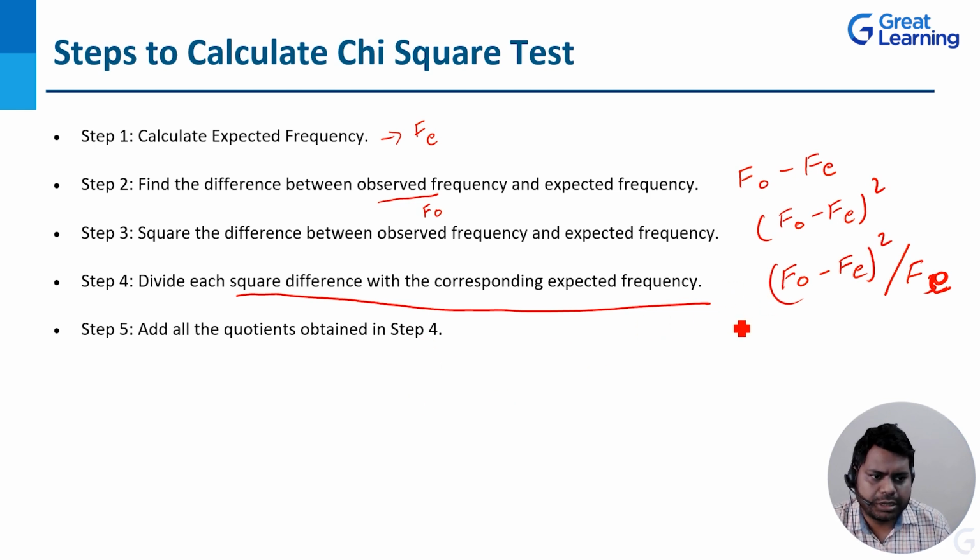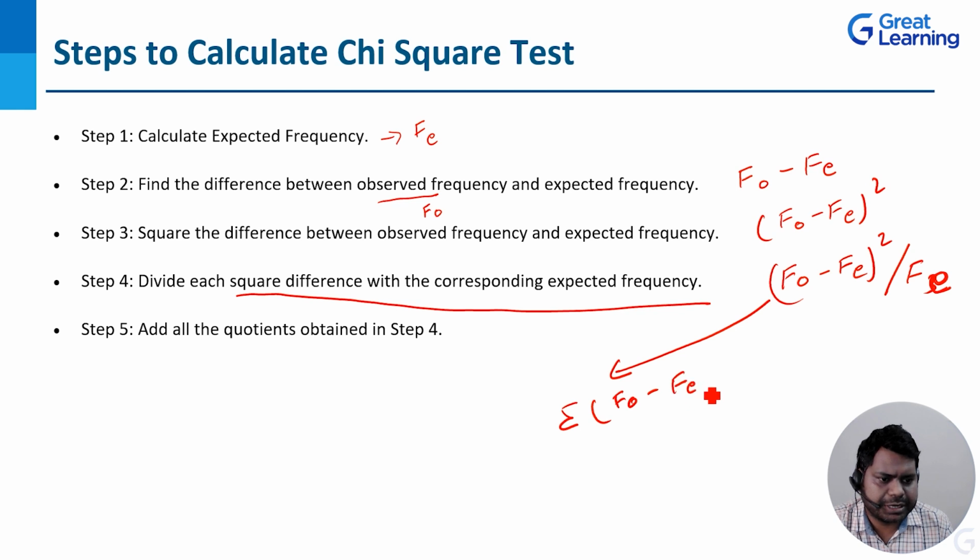That is nothing but the next step will be summation of f of o minus f of e square divided by f of e.